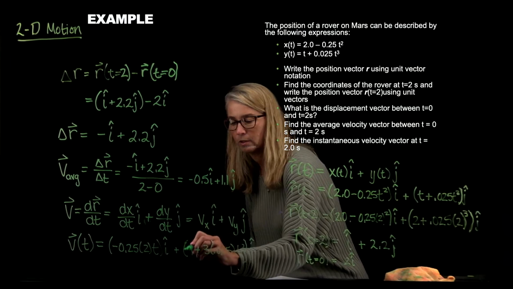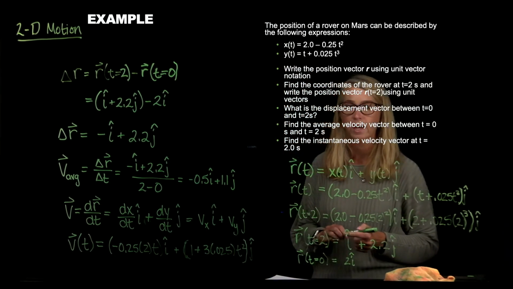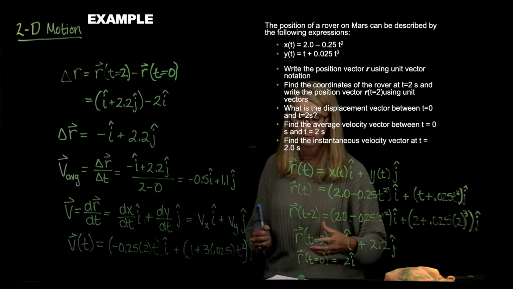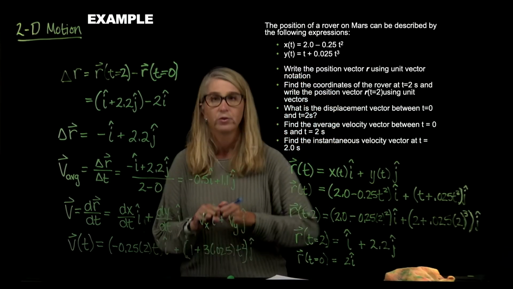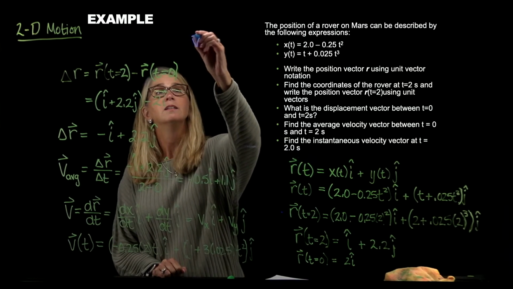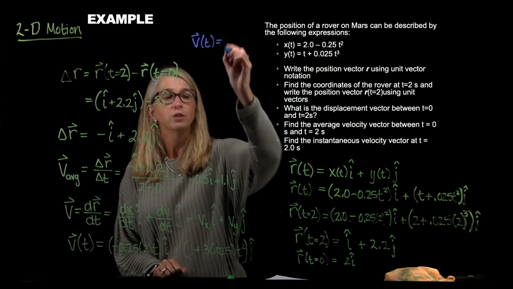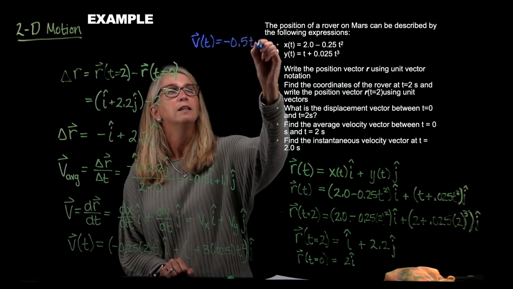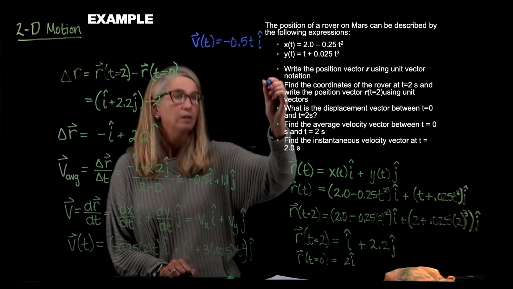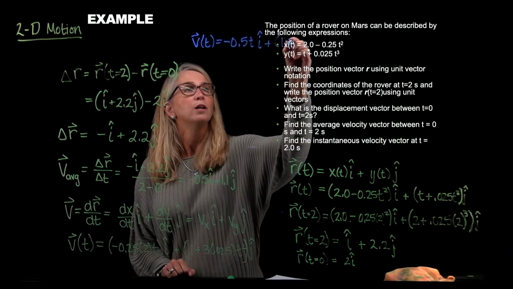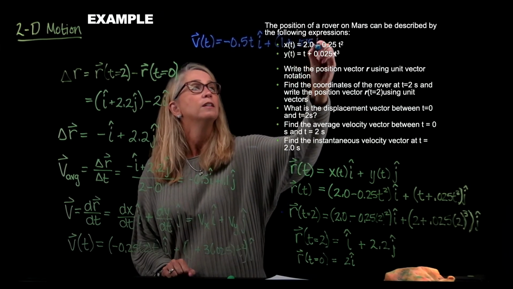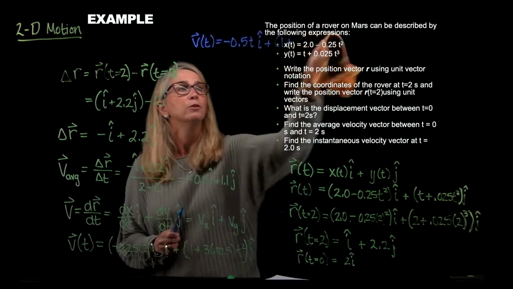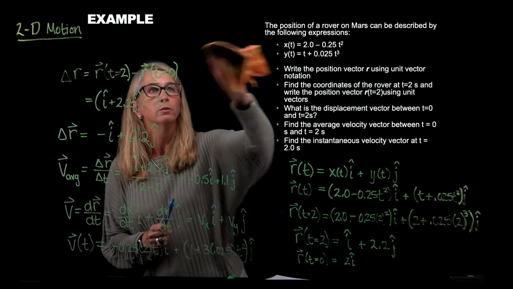I should have bigger brackets around all that. And so let's just simplify that a little bit. And so the velocity vector as a function of time is minus 0.5t in the x direction, and then 1 plus 0.075 t squared. Oops, sorry about that. I can't see those when I'm writing here.